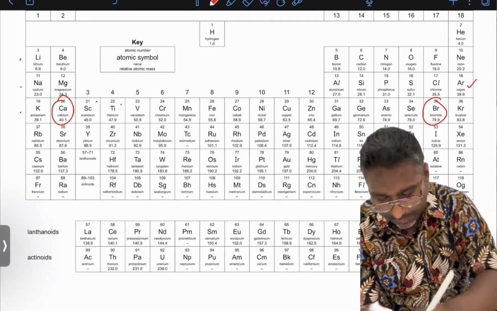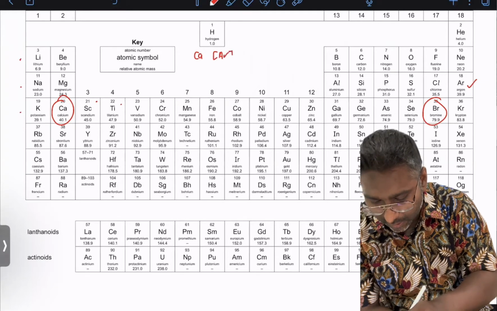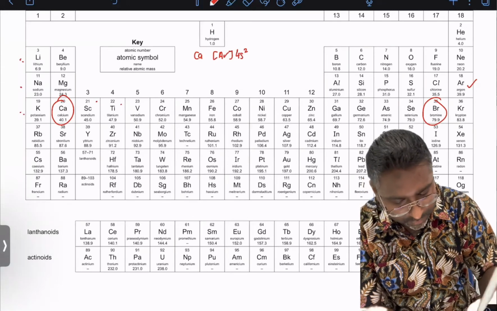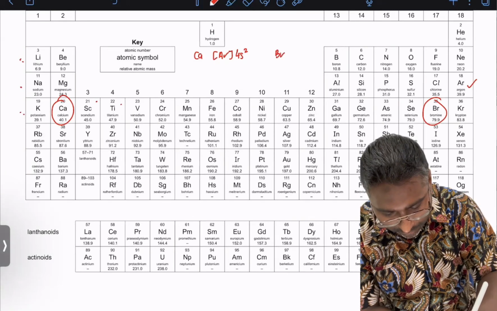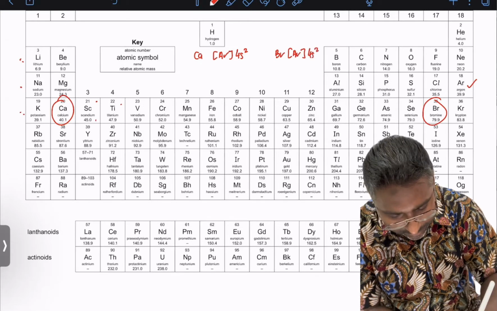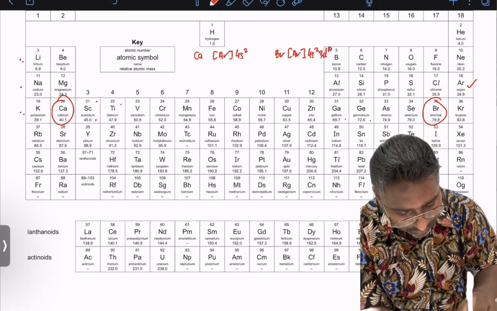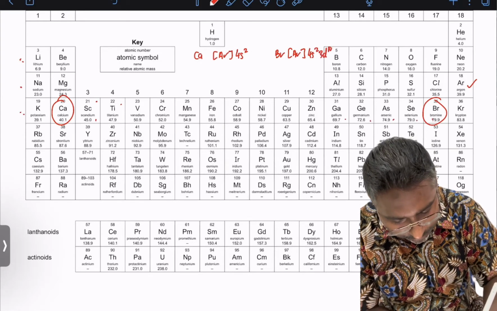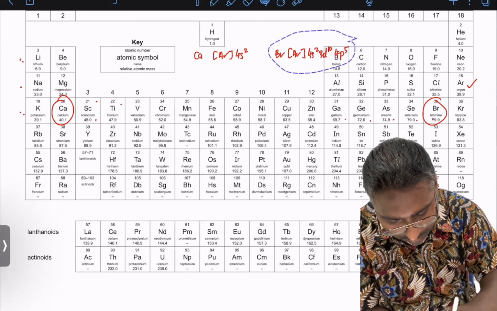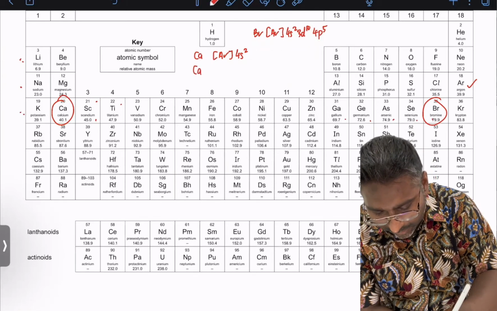So you see argon, then calcium alone is going to be argon, then 4s2. And if you look at Br, Br is also argon, then 4s2, then 3d10, and then 4p5. I'll just bring it closer here. Now, if I have calcium 2+, what happens?